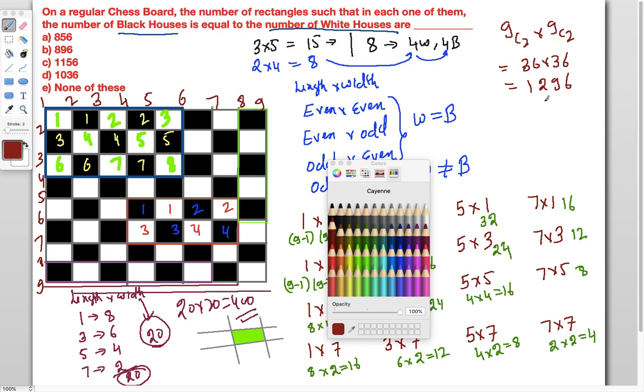And out of this, we need to count how many rectangles are there in which the number of white equals the number of black. So the answer is 1296, out of which in 400 of the rectangles, both the dimensions are odd. So in that case, white will never be equal to black. So take a difference. If I take the difference, it comes out to be 896. And this is your answer. So the correct answer for this question is 896, which is option B. I hope that this concept is clear to all of you.